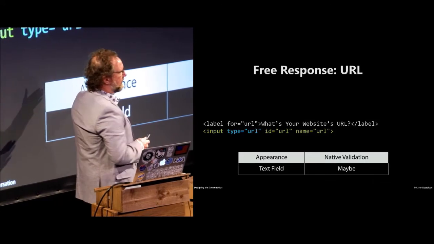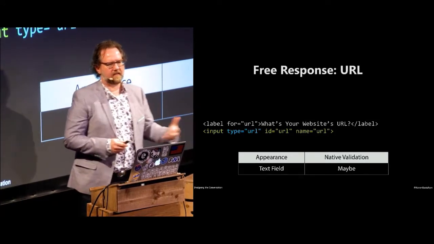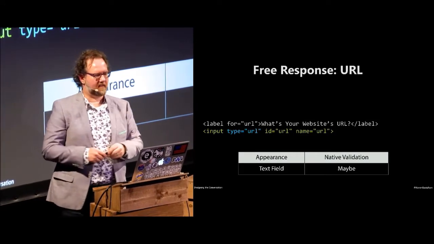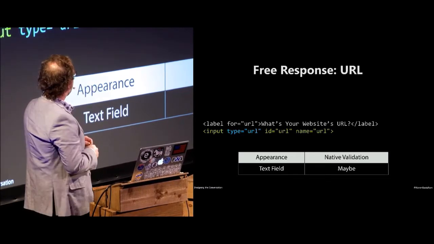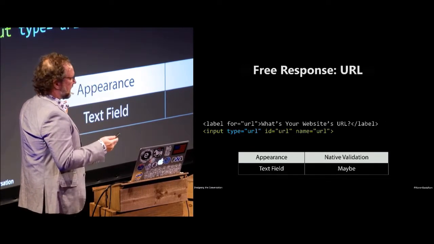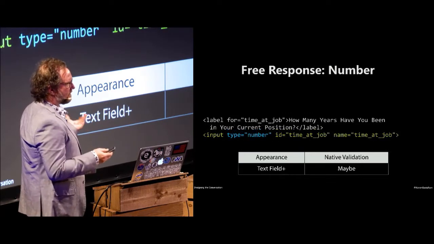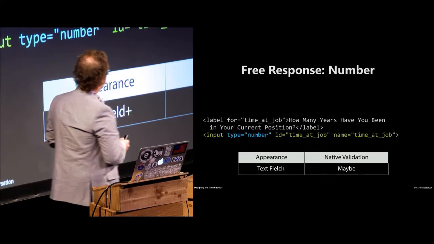HTML5 also introduced the URL field to be able to take URL data in a very similar way. It will do some validation based on that, handle all of that for you automatically, and it just looks like a text field. And text fields were what we had for like 15 years before we got the input type URL fields, so that's kind of cool.